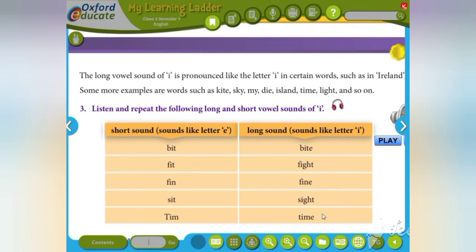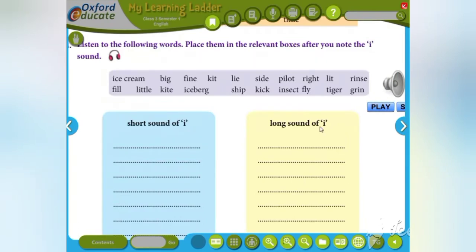So short sound, long sound, what is the difference? If it sounds like E, then it is a short sound. And if it sounds like I, then it is a long vowel sound. Yes, now you can see the exercise.